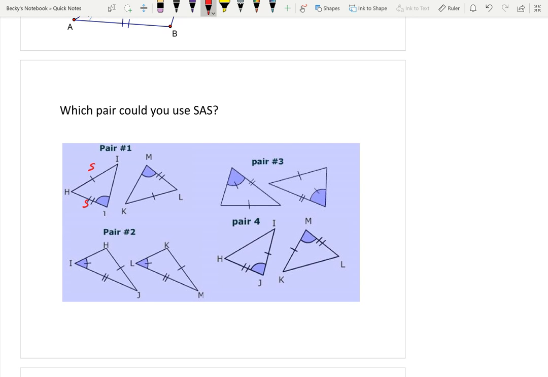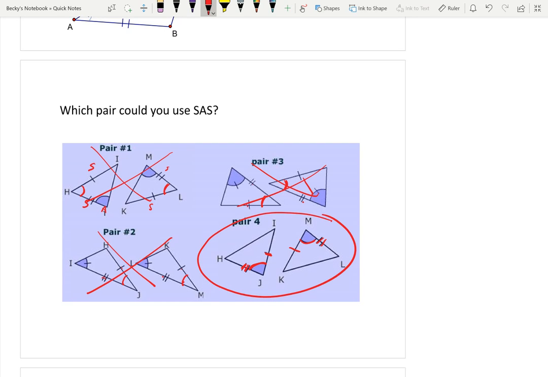Here you have 2 sides, but if you notice the angle is not in between, the angle should be here. And you have 2 sides, but the angle is not in between, so I know it's not pair 1. So here I have 2 sides, but the angle is not in between. So again, I know it's not this one. You have 2 sides, the angle between, 2 sides, the angle between, not this one. Here I have 2 sides, and I have the angle in between. That's exactly what I was looking for. So pair 4 is the answer.